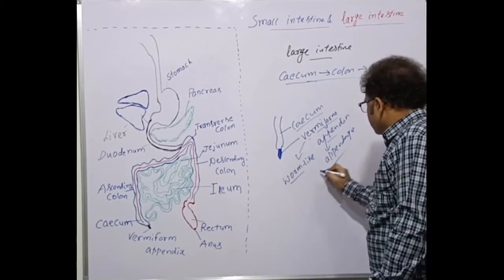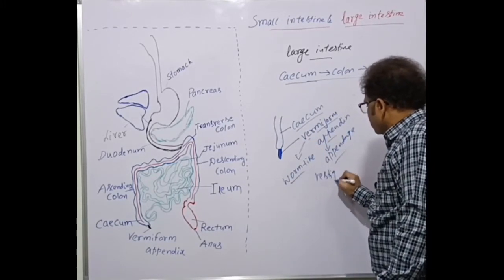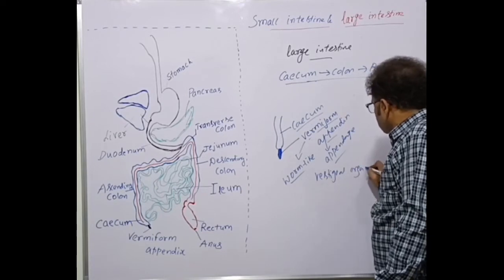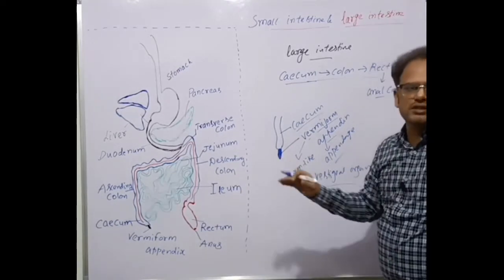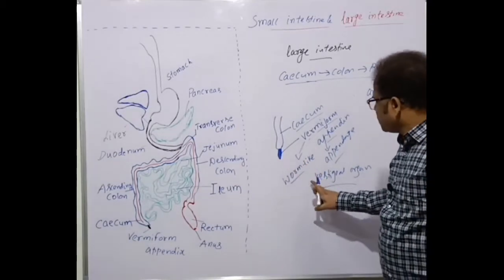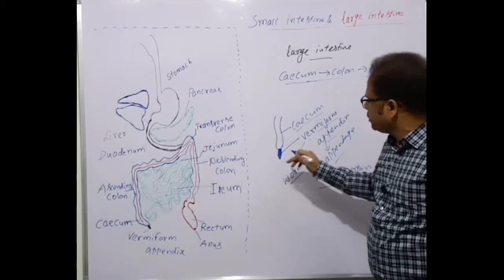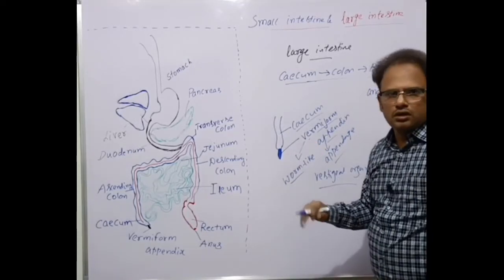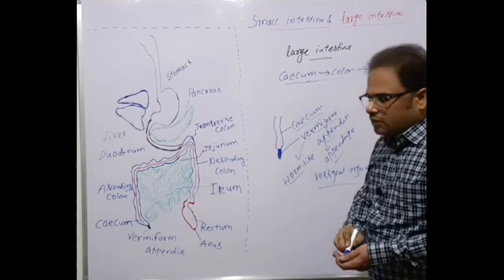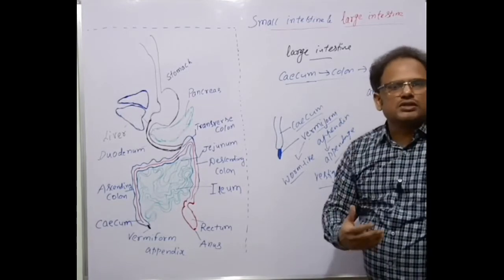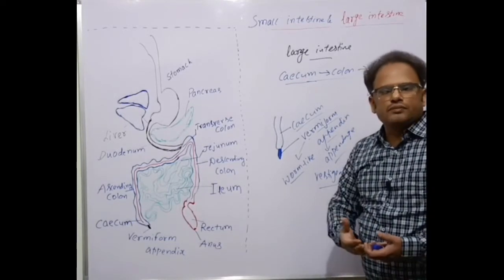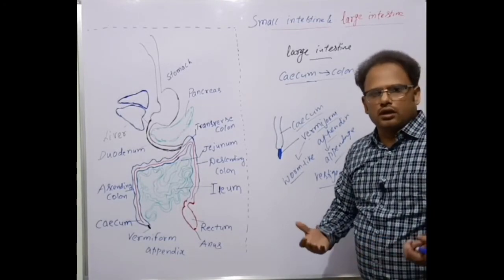It is a vestigial organ. Vestigial organ means an organ which was functional in the remote ancestors, but now it is not functional, dysfunctional. That's called a vestigial organ. There is no function assigned to the vermiform appendix. Clear, students?